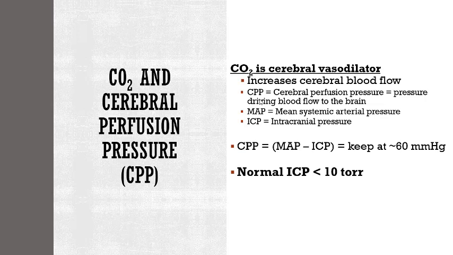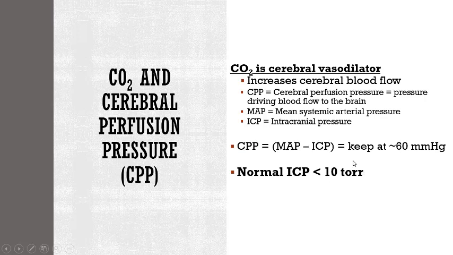So just understanding that CO2 is a cerebral vasodilator is important. It's going to dilate the vessels in the brain, make for more blood flow. Your cerebral perfusion pressure is actually your MAP minus your ICP, should be an average of about 60. Honestly, this equation, I'm never going to make you apply it. I just have it in here for reference.